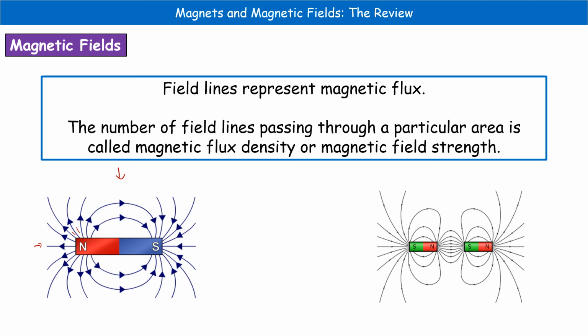You will usually get 1 mark for drawing the actual pattern and a second mark for the all-important arrowheads. And they always go from north to south. So remember the arrowheads, north to south.